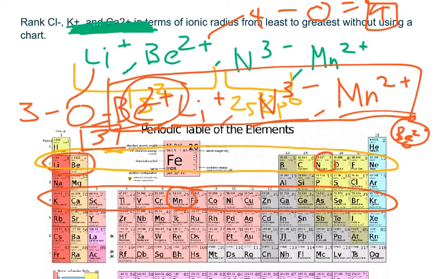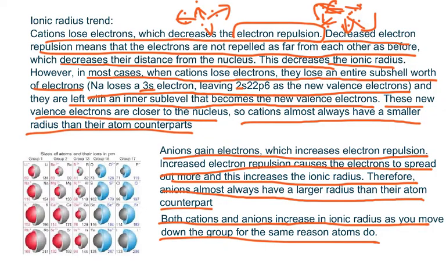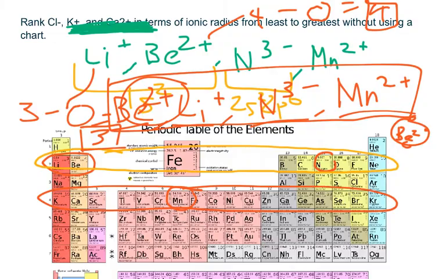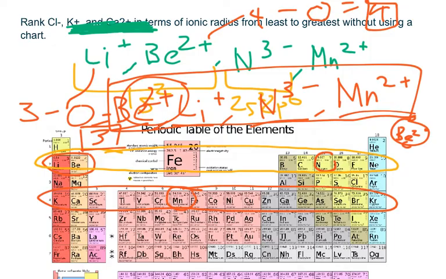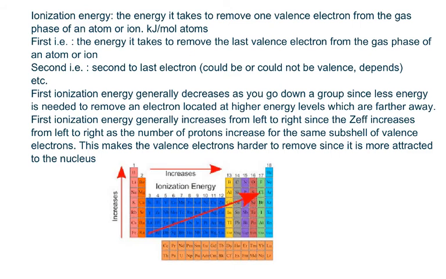Let's check the chart to see if we're correct. In the chart it says beryllium 2+ is smaller than lithium plus, because we're looking at the red circles now, and we were right about that. Now, there's no N3- or Mn2+, but I'm pretty confident that they're larger than either of the two cations that we just looked at. So, moving on to our next topic, ionization energy.